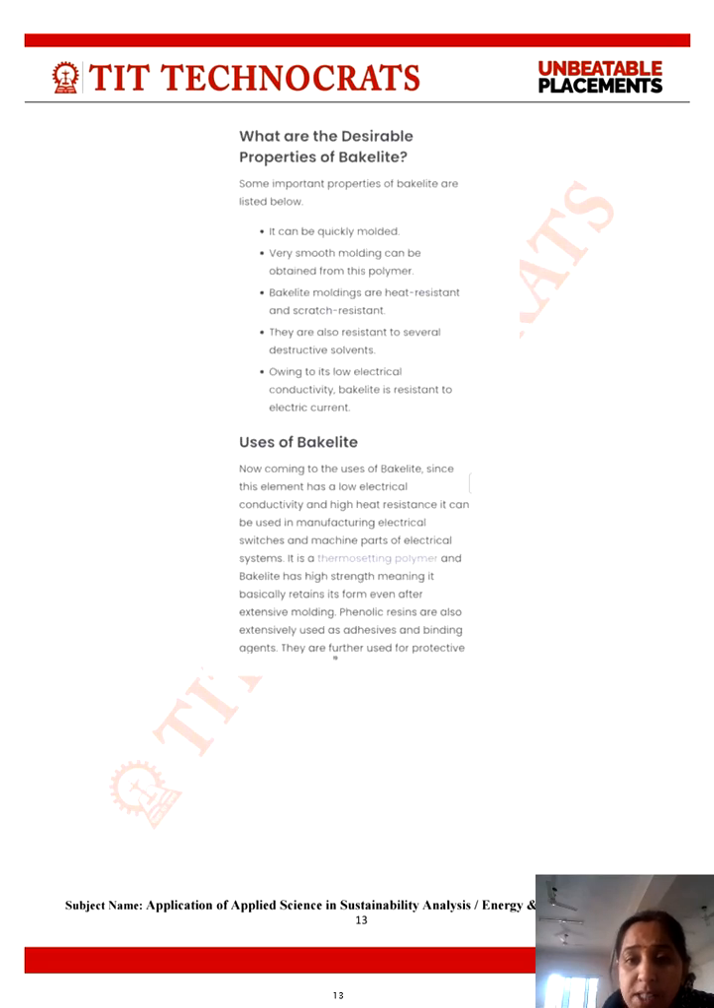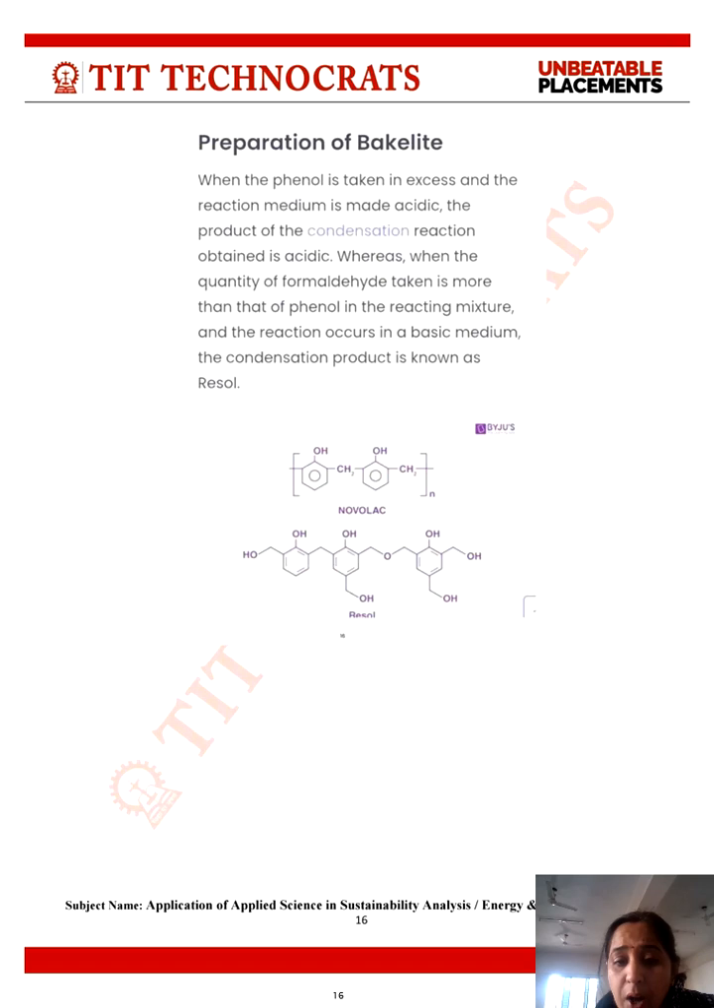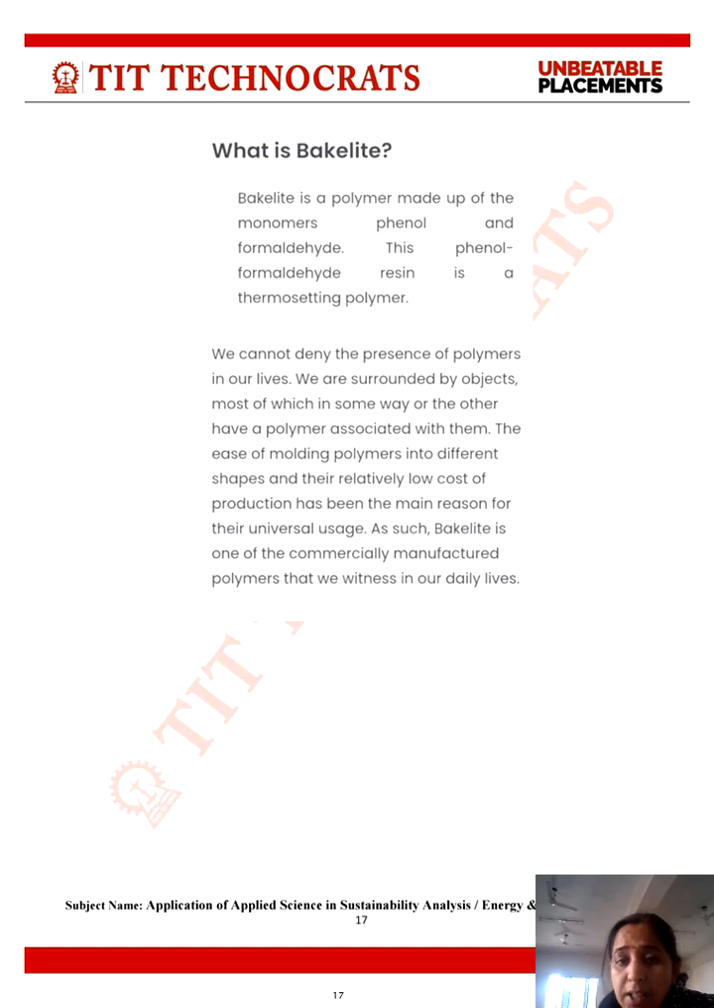Now we will see bakelite. It is another example of a polymer. Now we will see its preparation. Whenever phenol reacts with formaldehyde in a basic medium, a condensation product forms, and the polymer which is formed is known as bakelite. It is a thermosetting polymer.